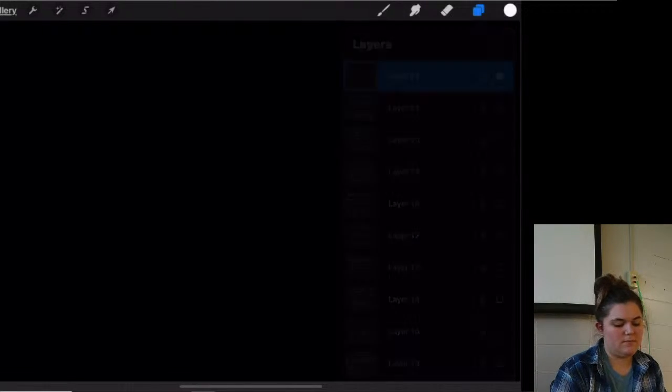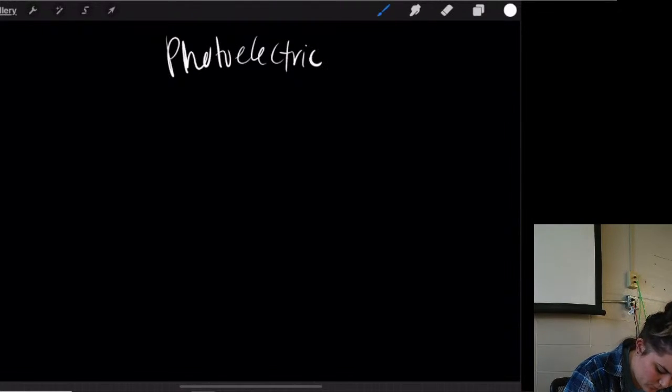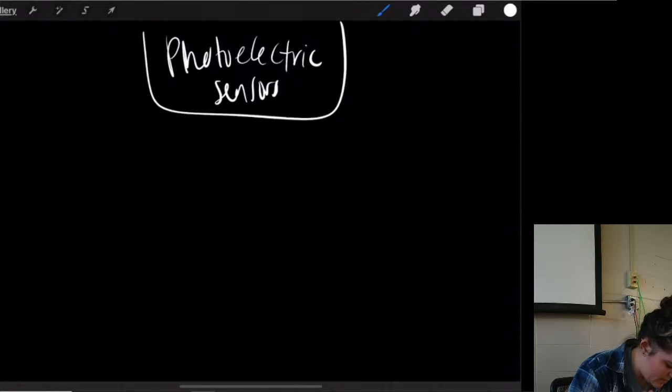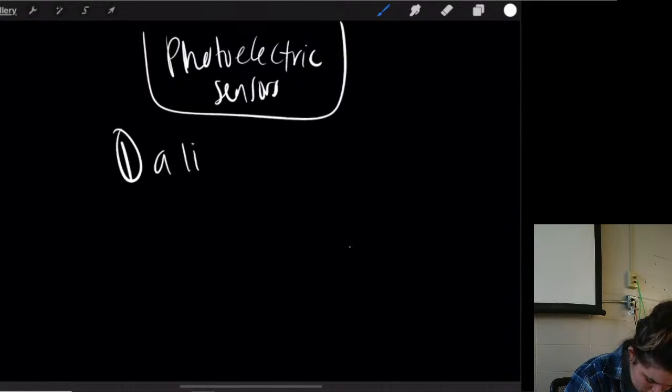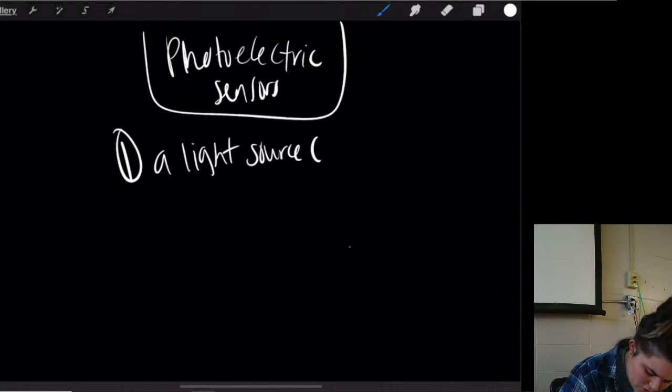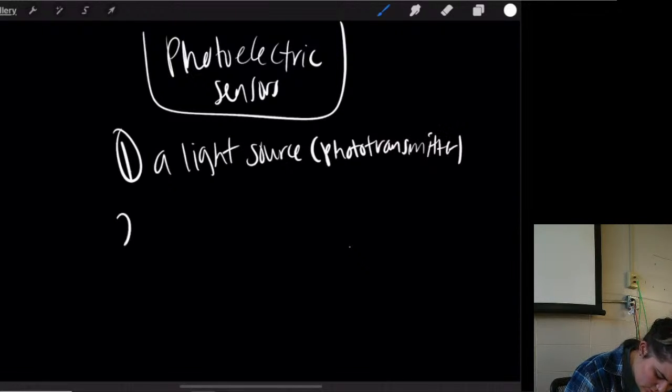So let's see. Photoelectric sensors. I know we're kind of jumping all over the place, but they consist of two separate major components. One is a light source, and that would be a phototransmitter. Two would be a photosensor or a photoreceiver.